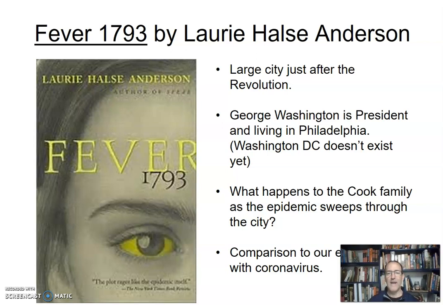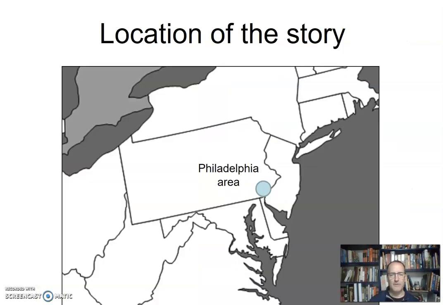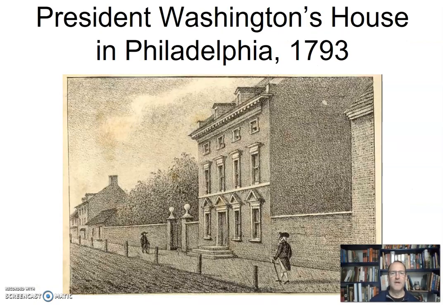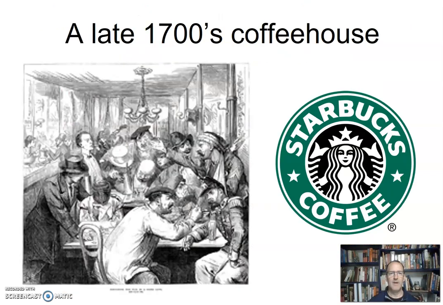So a lot of the story is about what happens to the Cook family as an epidemic sweeps through their city. And there's a really interesting comparison to coronavirus in our day. What do we do when there's an epidemic, a disease that you are trying to stop, but no one's really quite sure how? Location of the story is in Philadelphia. President Washington's house is in Philadelphia, and it's important that he's coming and going at different times in the story.